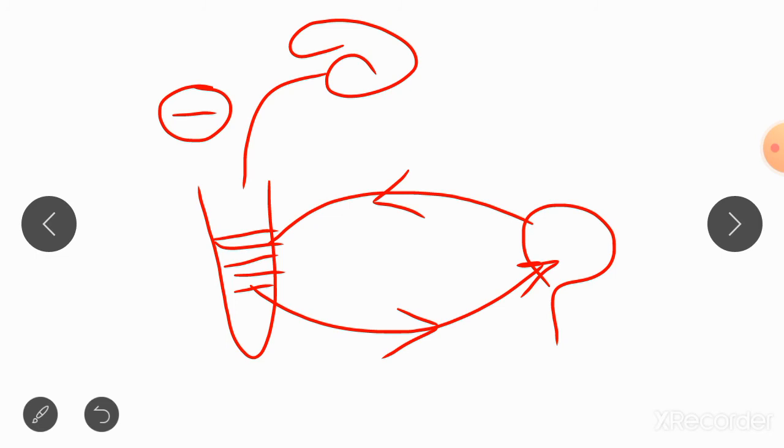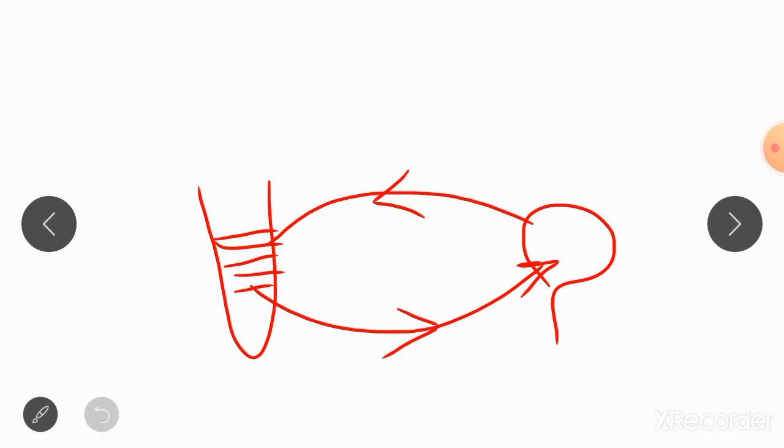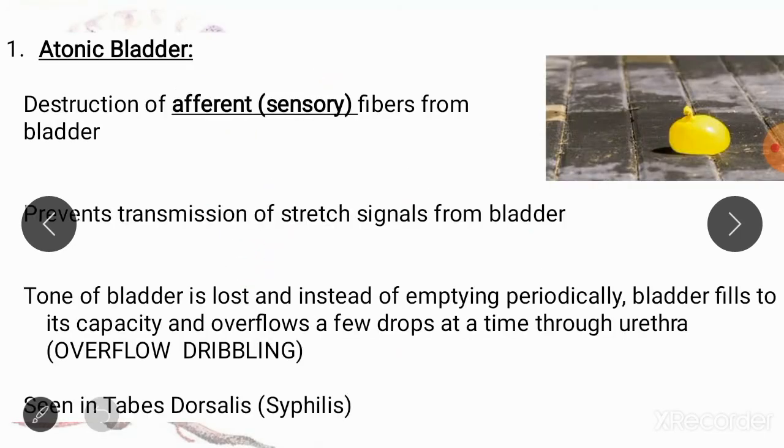ठीक है, so this is the basic loop of what is happening within your body. So keep this in mind and let us discuss what abnormalities can afflict the bladder and how can they be diagnosed. First of all, we have the atonic bladder. Here we have the destruction of efferent or sensory fibers from the bladder.